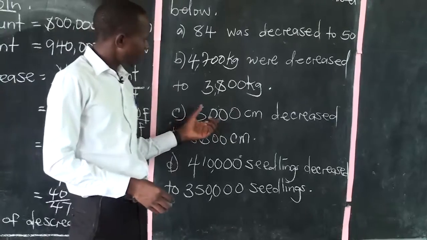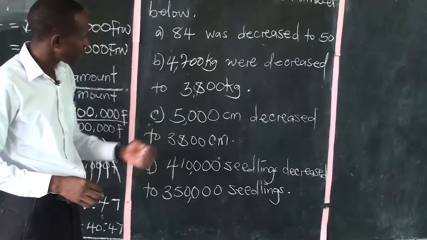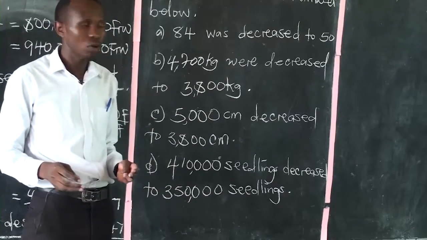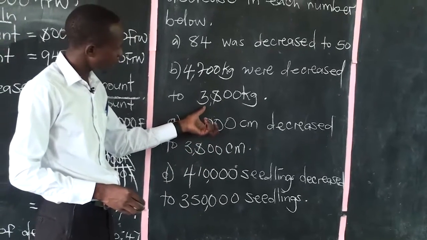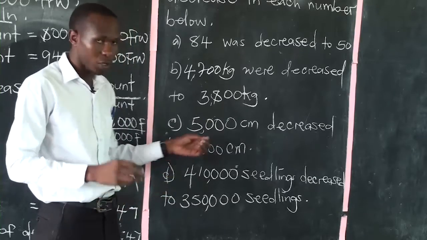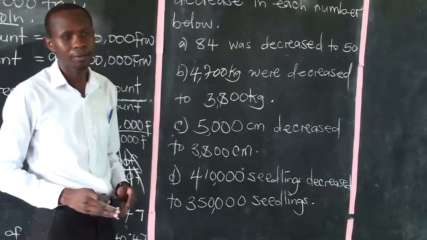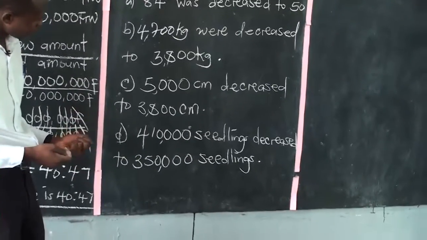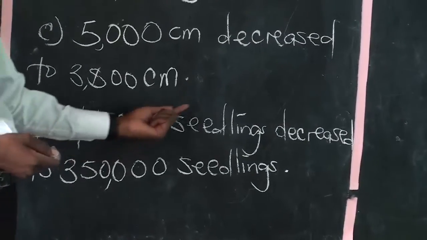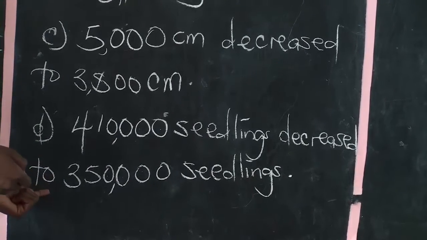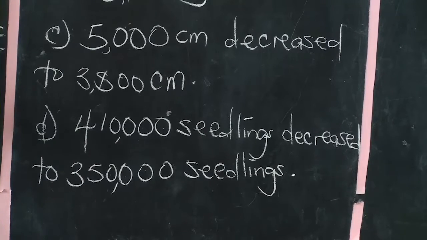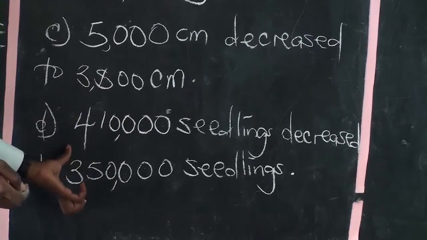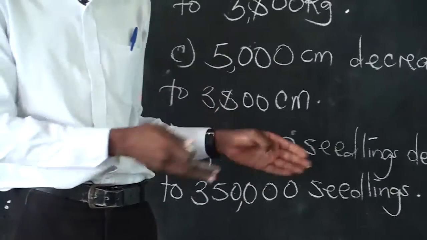Number C says 5,000 centimeters decreased to 3,800 centimeters. Still, they want you to find the ratio that decreased this distance from 5,000 centimeters to 3,800 centimeters. When we come to the last but not least, they also require you to find the ratio that decreased 410,000 seedlings to 350,000 seedlings. They want you to find out the ratio that decreased them.